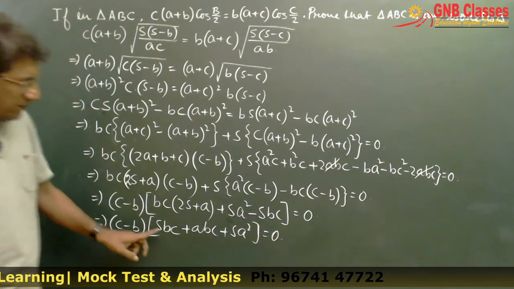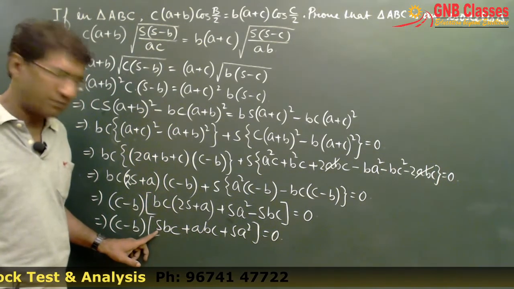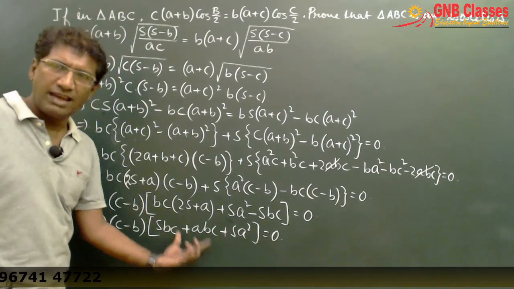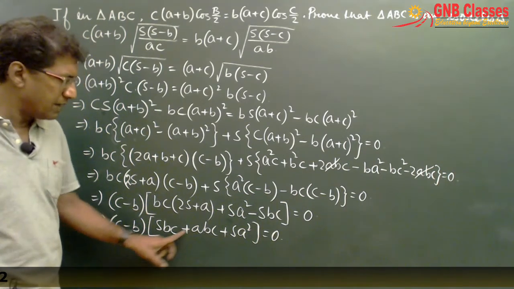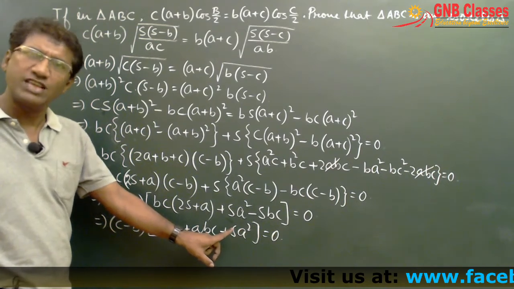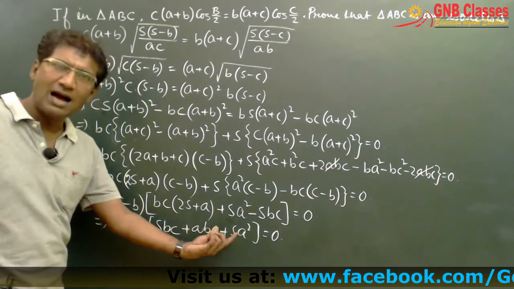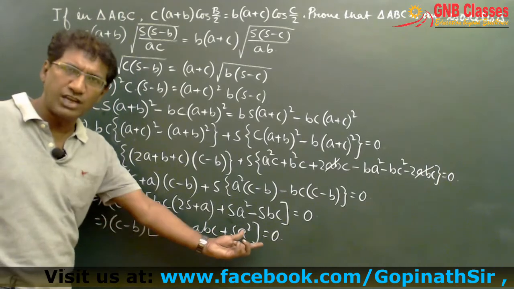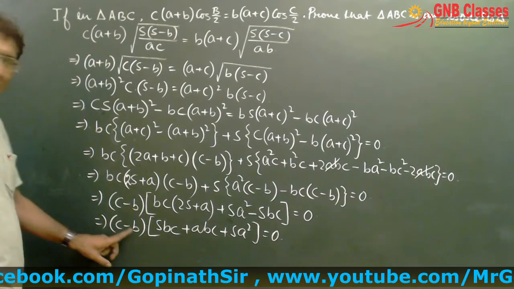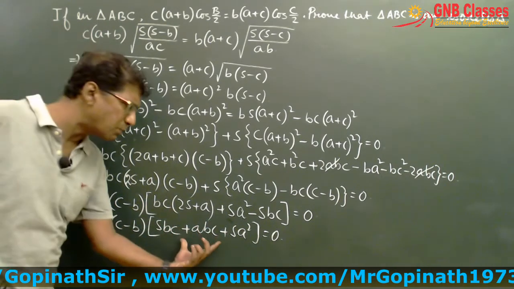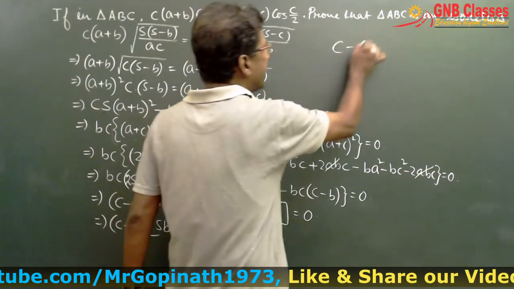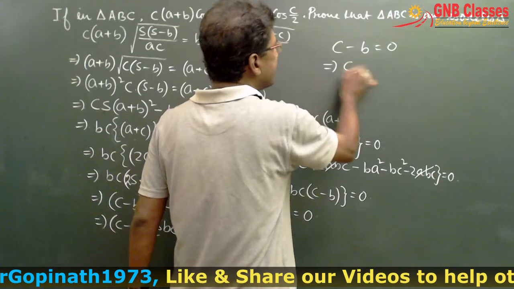Okay. Now you observe carefully. SBC, S is the semi-perimeter. ABC are the length of the sides. So they cannot be negative. If they cannot be negative, then SBC plus ABC plus S square cannot be equals to 0. Why? Because nobody of them are negative. So it will never give you 0. Is it clear? Therefore, the only possibility is C minus B is equals to 0. Because since this part is not equals to 0, so obviously this part equals to 0. Therefore, C minus B equals to 0 implies C is equals to B.